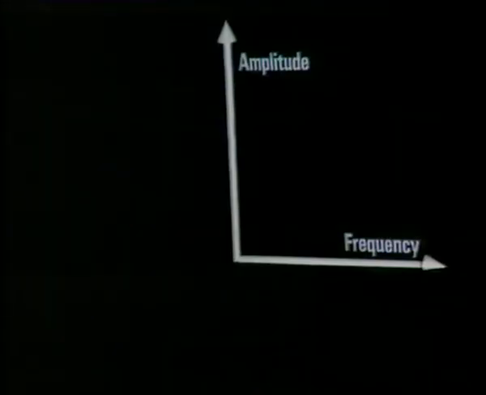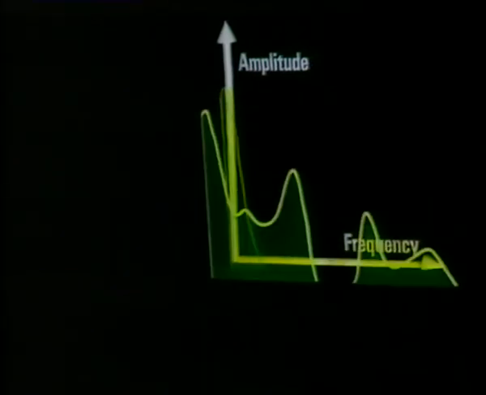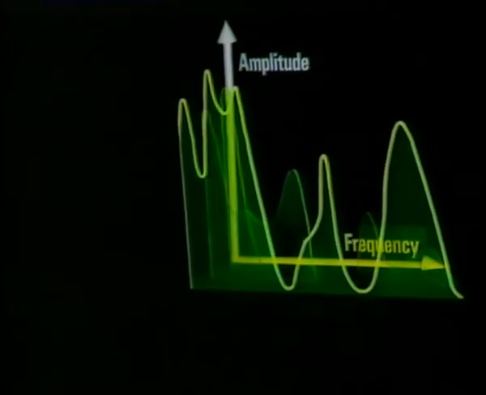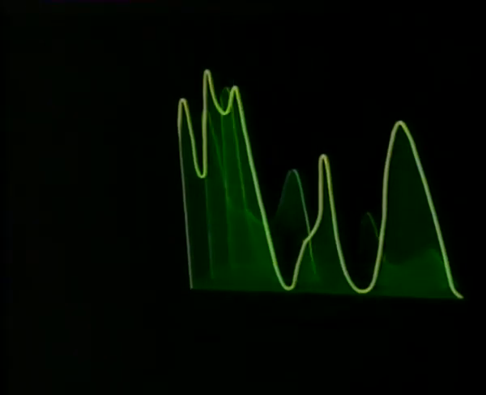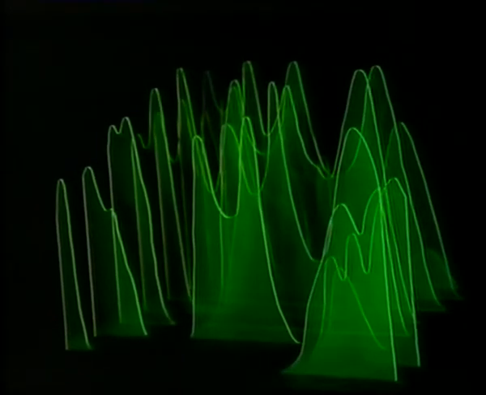Well, we need to store it somehow. At one instant, the spectrum might look like this. 50 milliseconds later, like this. 50 milliseconds later again, like this. And so on. Noise. That information can be represented in three-dimensional form.